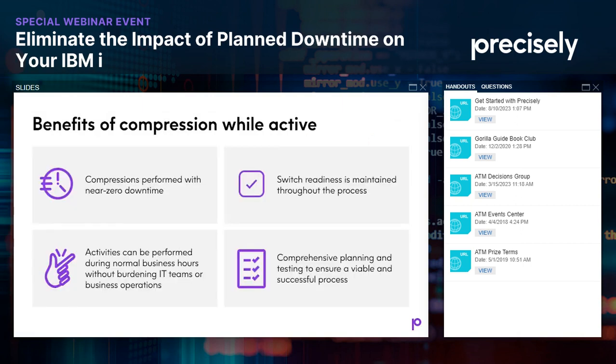And so just to review the benefits one more time, we can compress out those deleted records with near zero downtime. Switch readiness should be maintained throughout the process, and activities can be performed during normal business hours without burning out IT teams or business operations. Now, you might have to schedule the outage at a time that's maybe not the most convenient, but you can do all the prep work for it during the week. So that's a big difference.